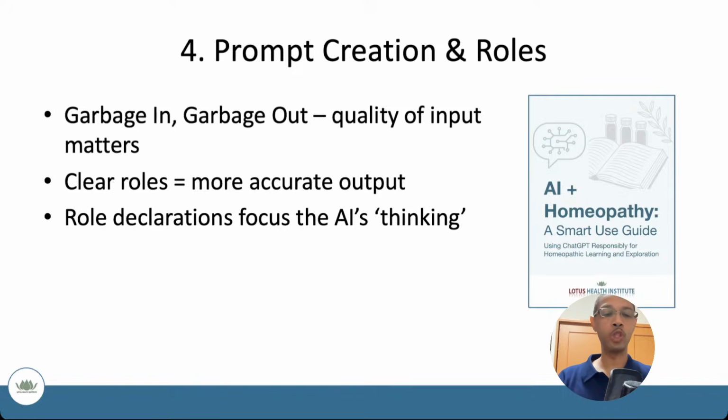The prompt is what you put into it, the question you ask it, so that you can get some kind of a response, right? So the better the prompt that you put in, the better the chance of the output you're going to get, right? In computers, they call this garbage in, garbage out, right? The quality matters here. Now, the best thing to do is to put clear roles when we make our prompts.